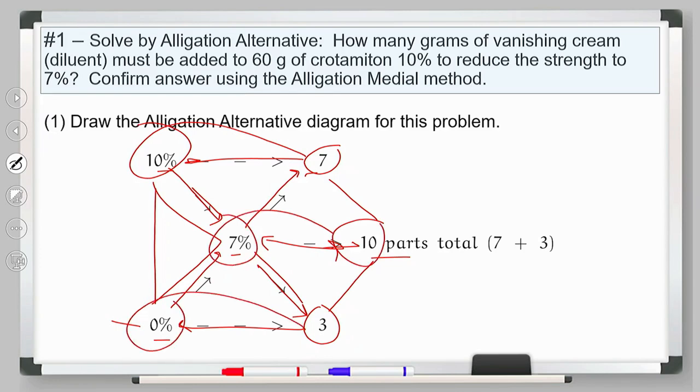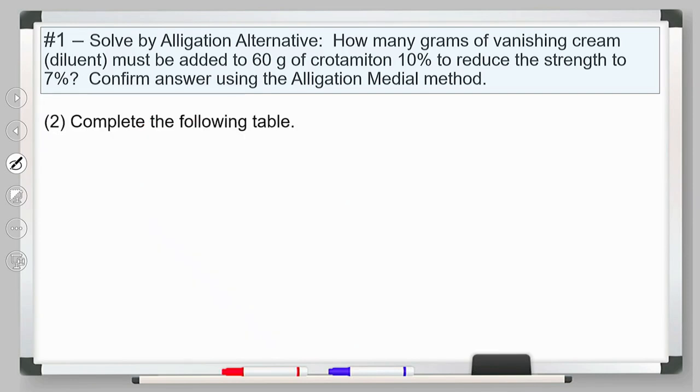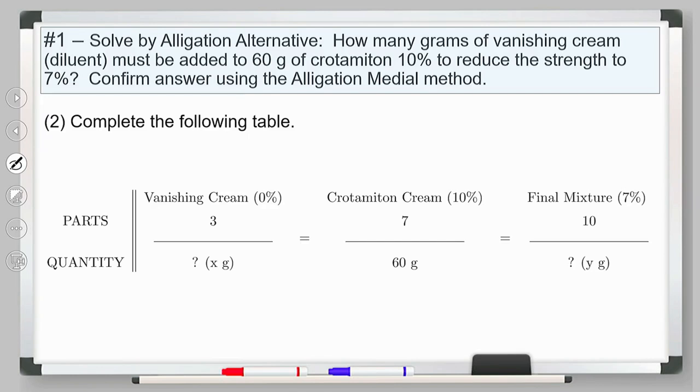All right? Because now all we're going to do is set up some proportions. We're just going to put those numbers on top of each other. So this is this idea of a table. What goes on the top of the table are the parts, and what goes on the bottom is the quantity we have of that item. So of the vanishing cream, which I say is 0%, which parts relate to the 0%? 3. We said 3 parts for the 0%, so I put 3 parts on top. Do we know how much vanishing cream to use? No. That's what we're solving for, so just put X in the bottom.